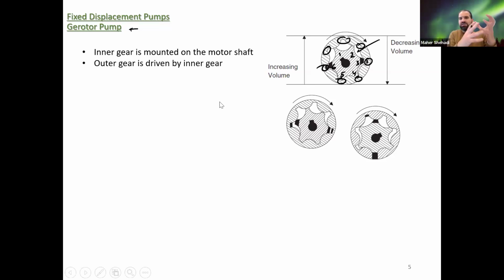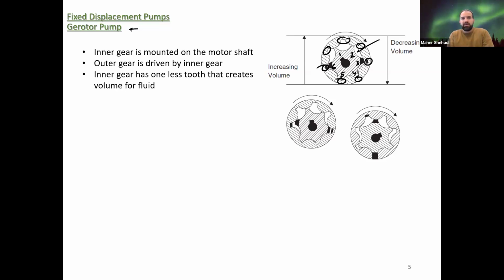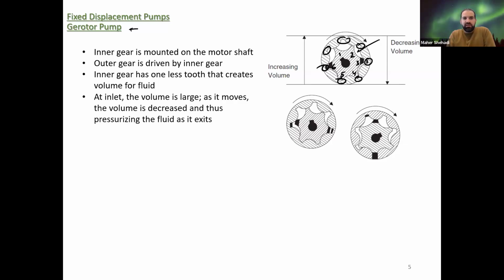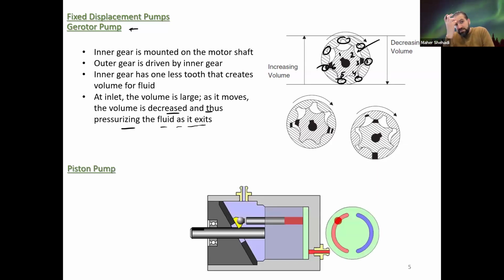create that change in the volume between the inlet and the outlet. We will design it so that as we move toward the outlet, we're going to squeeze, we will reduce the volume and we will squeeze the fluid so that once it exits the outlet of the pump, it would be at a higher pressure. Okay, the inlet, the volume is large. As it moves, the volume is decreased and thus pressurizing the fluid as it exits. Okay, that's the second type.